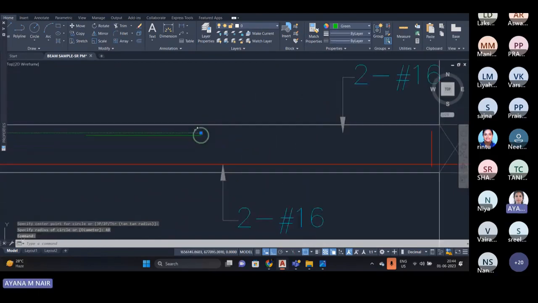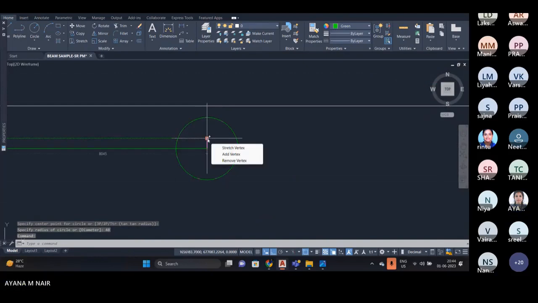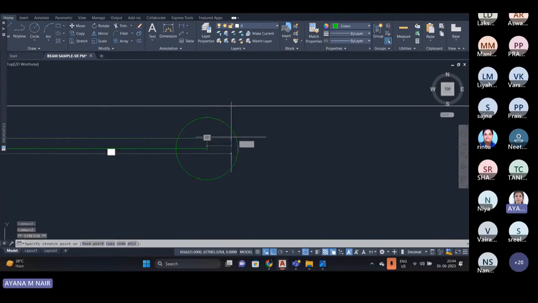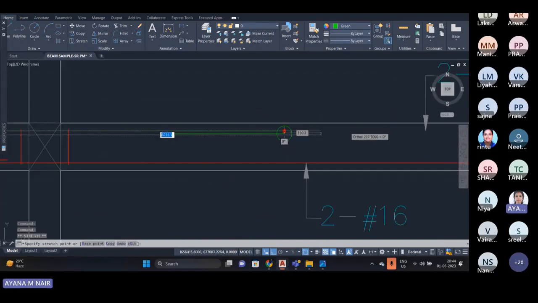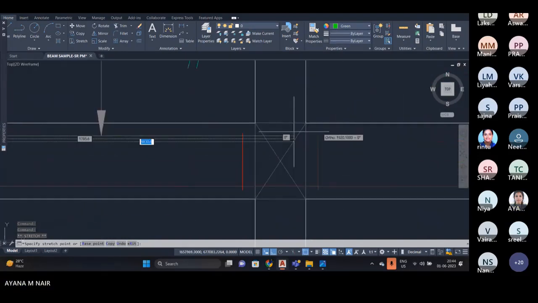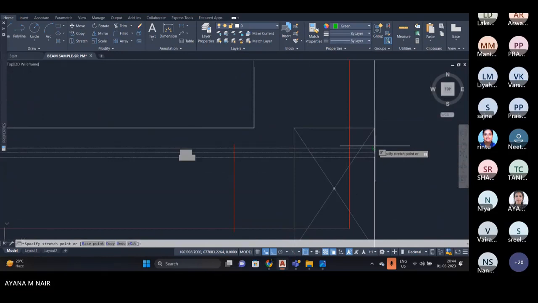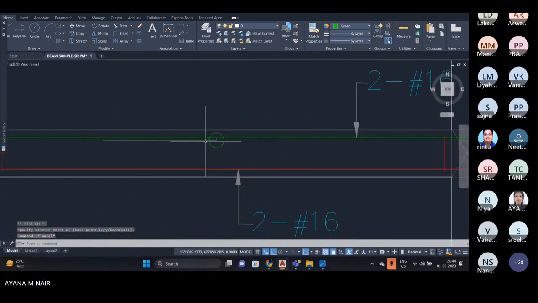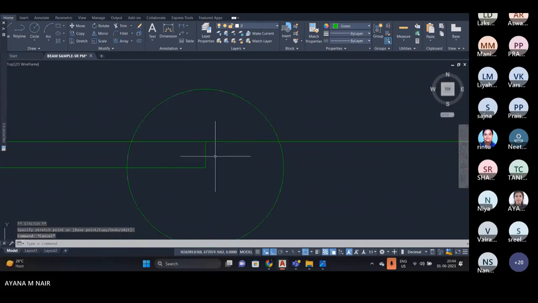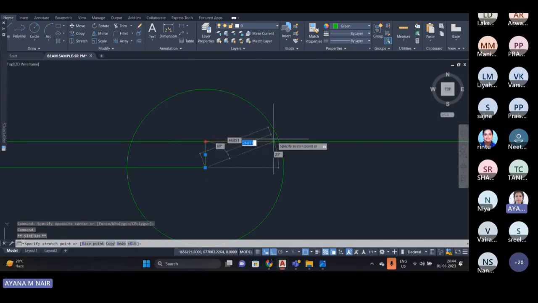Now select this rebar and you can shift it towards the end of the column. Now select the 16 mm bar and stretch it towards the intersection of the circle and the line.